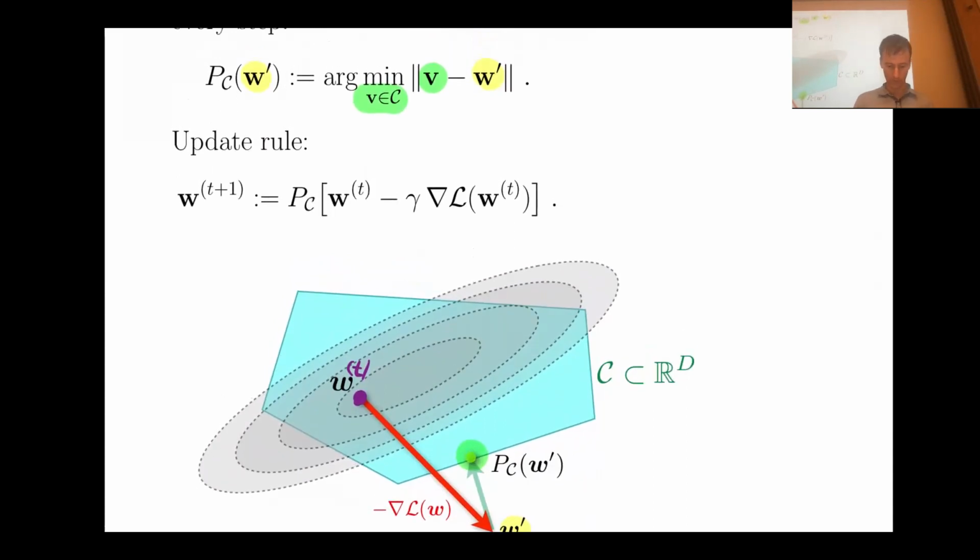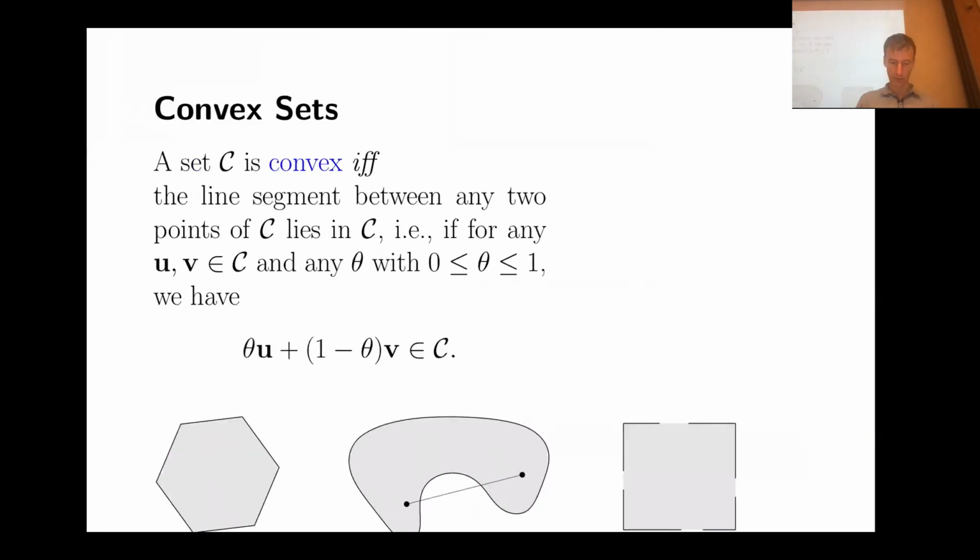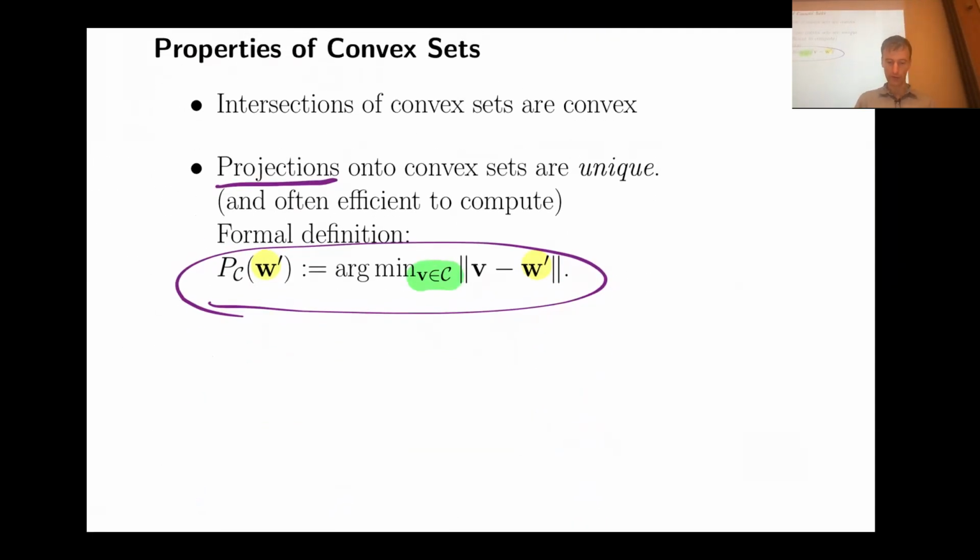Okay, what can we say about projections? Sometimes these projections are easy to compute. It really depends a bit on the geometry of the set. One small interesting property is that if you have a set which is convex, then the projection actually is unique. Maybe that might be convenient. It's not necessarily a problem if it's not unique.